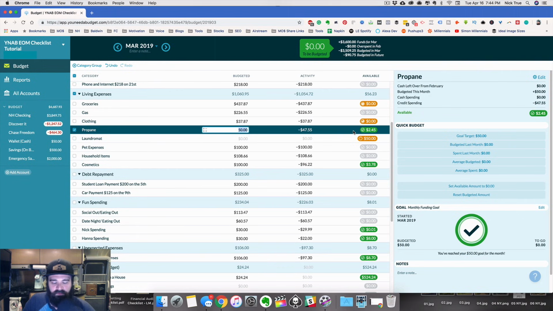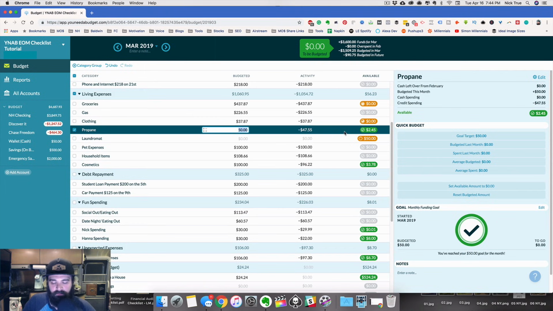Now, propane, this is one of those categories that we actually may want to roll over, and here's why. You want to roll over categories that you think you're going to need in the future and you actually want to build up a base in. With things like propane or electric, those bills tend to fluctuate over the year because some months it's really hot and some months it's really cold. So with propane, because we live in a camper, we use propane a lot during the wintertime and we don't use it nearly that much in the summertime.